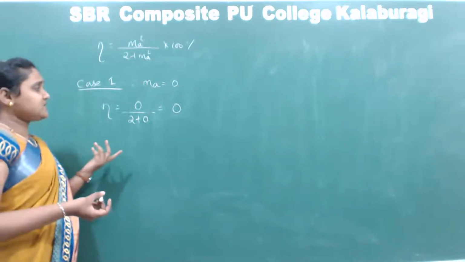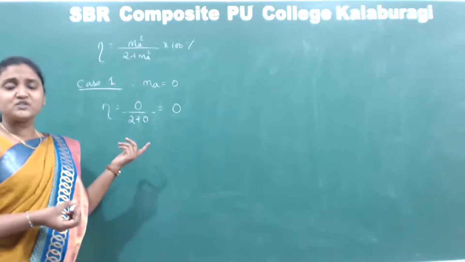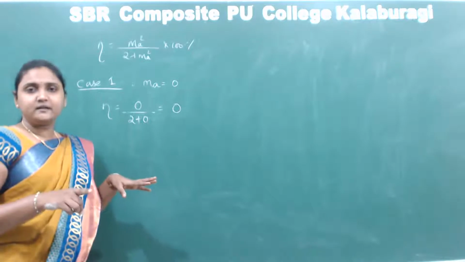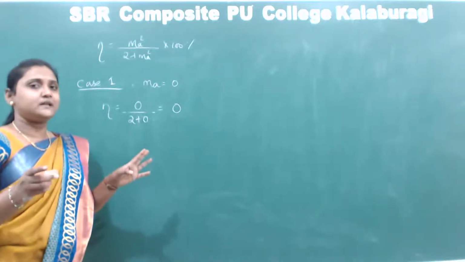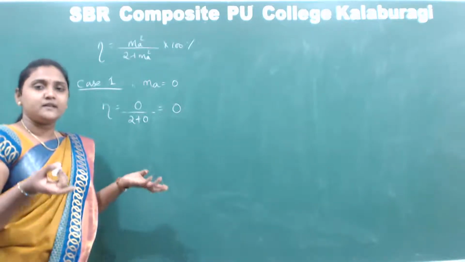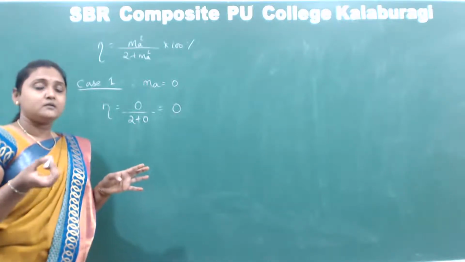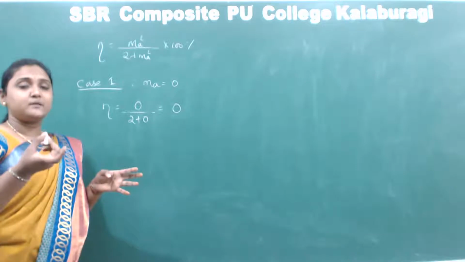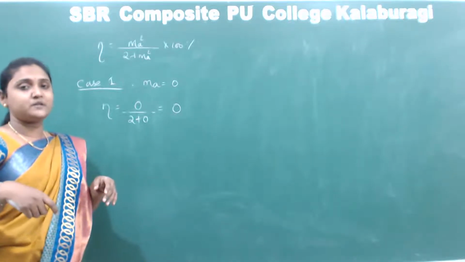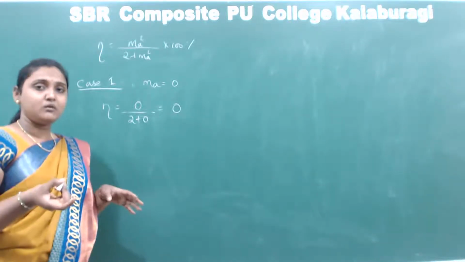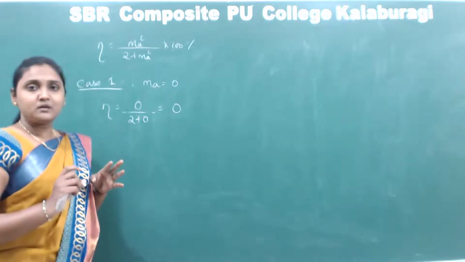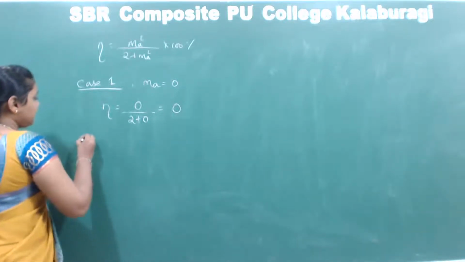When MA itself is 0, then naturally it is an unmodulated carrier, and unmodulated carriers do not have sidebands. When there are no sidebands, there is no power in the sideband, and efficiency is the ratio of sideband power divided by the total transmitted power. The sideband power is 0, so the efficiency is going to be 0 itself.